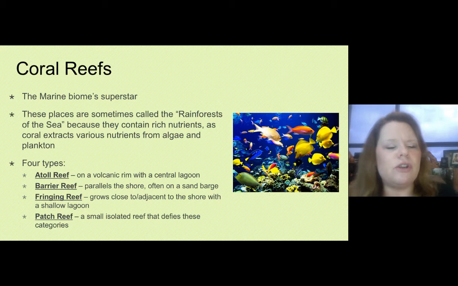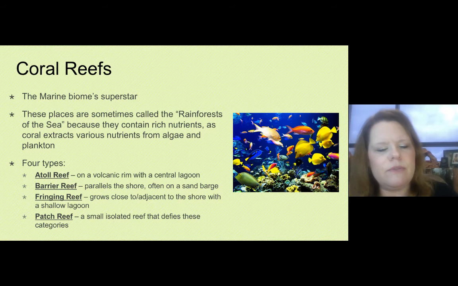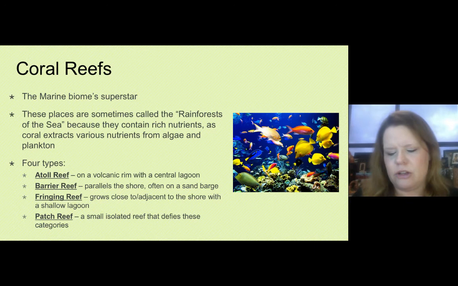Patch reefs look more like little cities of corals. They're small isolated reefs that defy each of the above categories. They're all different shapes, but they're just like a patch you'd put on a shirt. I mean, they're just little patchy areas that have coral reefs and the marine life that goes with it. So by far, the most common is fringing.